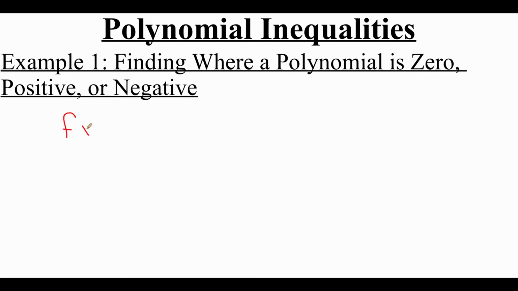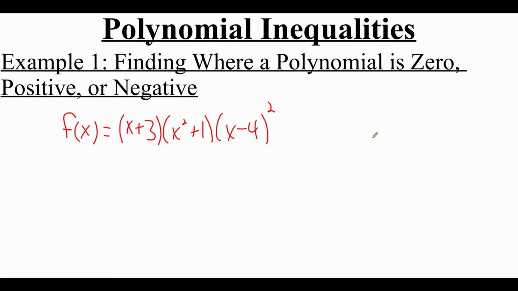So we're going to look at f of x equals (x plus 3) times (x squared plus 1) times (x minus 4) squared. And the first thing I want to do is look for where this polynomial function is equal to 0. So it's just like finding the zeros of a function. Since this is written out in its factored form, I could take all of my factors and set them equal to 0. So I would take the x plus 3 and set it equal to 0. If I solved that, I would get x equals negative 3.